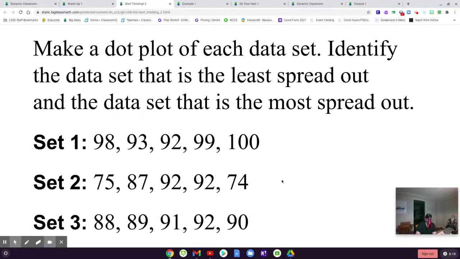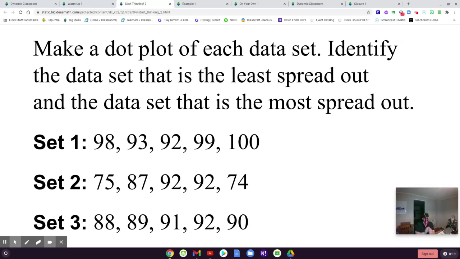So let's take a look at these 3 sets of values. We have set 1 that has these numbers. Set 2 has these numbers. And set 3 has these numbers. And it's talking about the spread. So which of these 3 sets is the most spread out set of numbers? Okay, if you said set 2, you are correct. Which of these 3 sets is the least spread out? If you said set 3, you are correct.